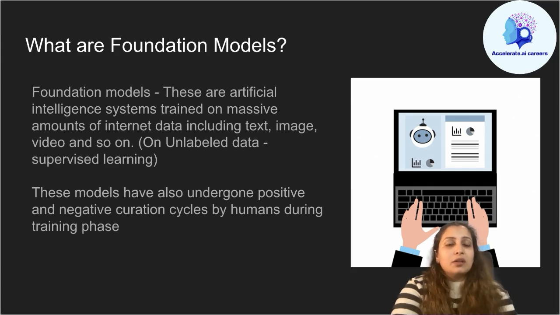Now let's talk about foundation models in detail. Foundation models are basically powered by artificial intelligence. They are trained on a massive amount of internet data, including text, image, video, audio, code, and they are mostly trained on unlabeled data via self-supervised learning. These models have also undergone positive and negative curation cycles by humans during the training phase to avoid any hallucinations and biases. These are large AI models that are generating real time text, creating beautiful images, and live music.